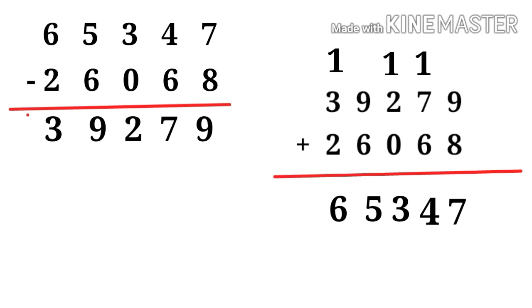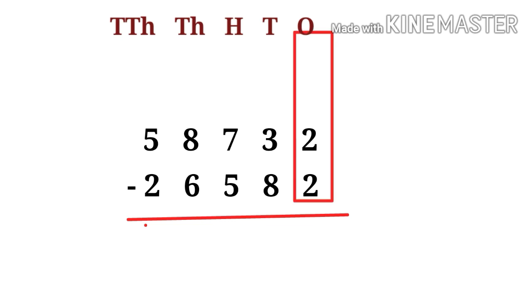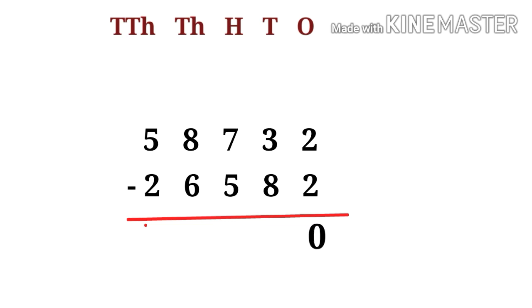One more example, 58,732 minus 26,582. So, first subtract one's place digits, that is 2 minus 2. See children, when we subtract a number from itself, the answer will be 0. So, 2 minus 2 is equal to 0.